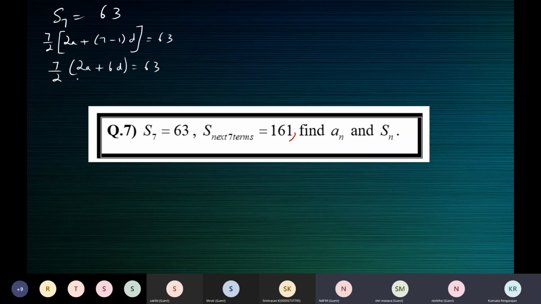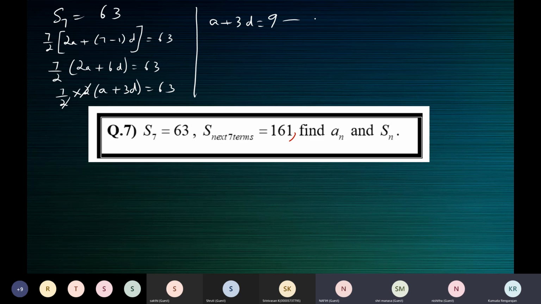So you can take a 2 common. So that will give you 7 by 2 into a plus 3d is equal to 63. So 2 cancels and we have a plus 3d is equal to 63 by 7, which is 9. First equation. So from S7 is equal to 63, from the information, we are able to generate one equation in a and d.